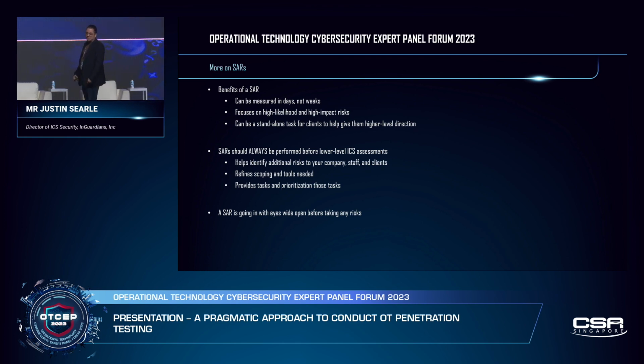In fact, inside of InGuardians, I have a hard, fast rule that all of our team must complete security architecture reviews before they ever send any packets or interact with any of the systems inside of an environment. And why do we require that? Well, number one, it helps identify risks. When we do penetration tests, we are taking on some type of a risk. Anytime you send packets into an environment, you are taking on some type of a risk. So before we do that, I want my team to do a security architecture review.